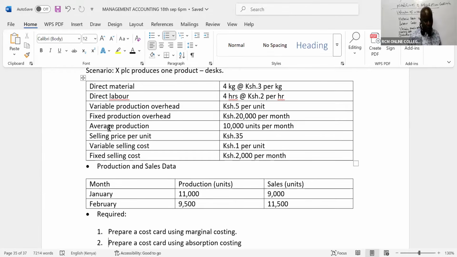So in the month of January, we produced how many units? 11,000. And sold how many? 9,000. Is there somebody who is able to see closing inventory? Because we produced 11,000 and we only sold 9,000.